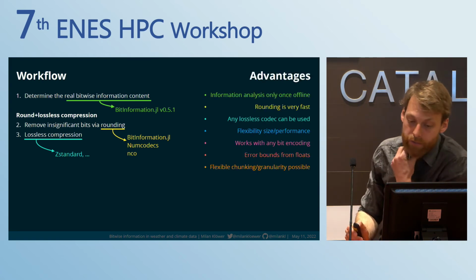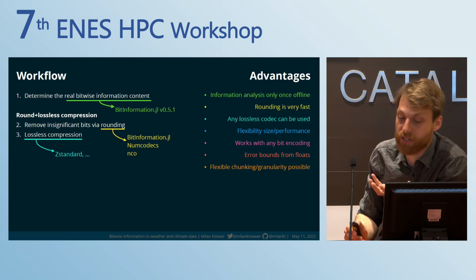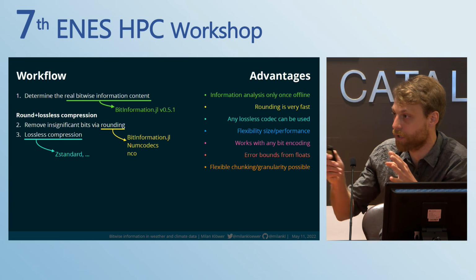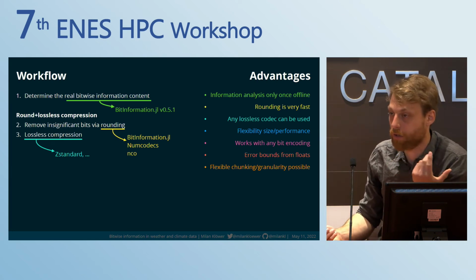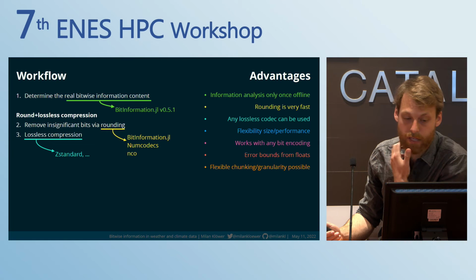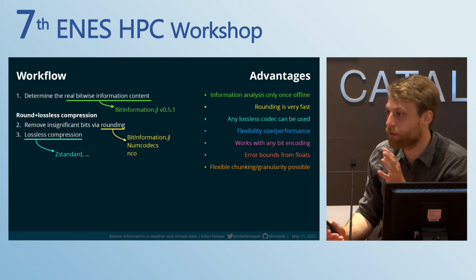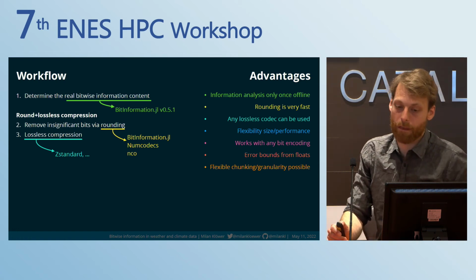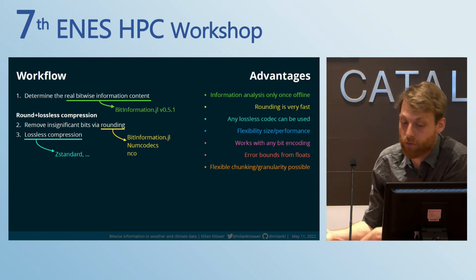To summarize, there are a couple of advantages. This information analysis you only do, let's say, once offline. It's fairly robust usually with time if you run your time forward, but you could also calculate it online again if you wanted to. This algorithm can analyze about 100 megabytes per second, so you can do it while doing your compression at the same time. The rounding is usually very fast.